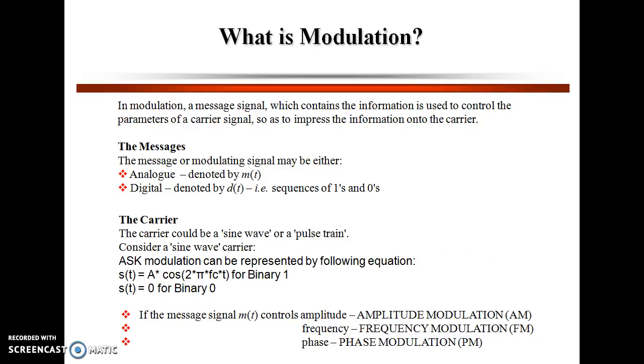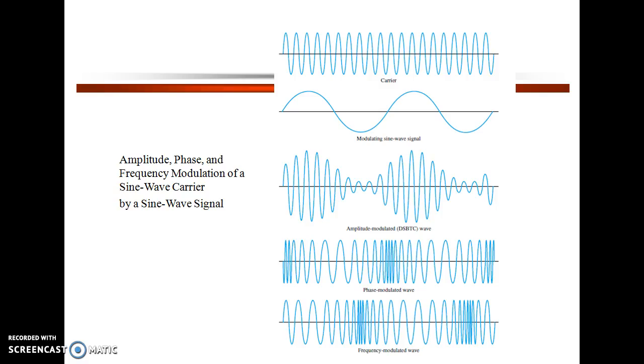ASK modulation can be represented by the following equation: S of t equal to A cos 2 pi fct for binary 1 and S of t equal to 0 for binary 0. If the message signal m of t controls amplitude, then we say that it is amplitude modulation. If the message signal controls the frequency, it is called frequency modulation. And similarly, if the message signal controls the phase, it is nothing but phase modulation.